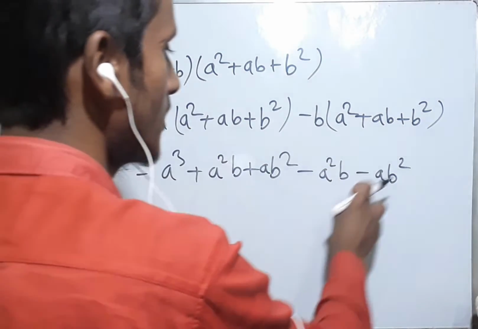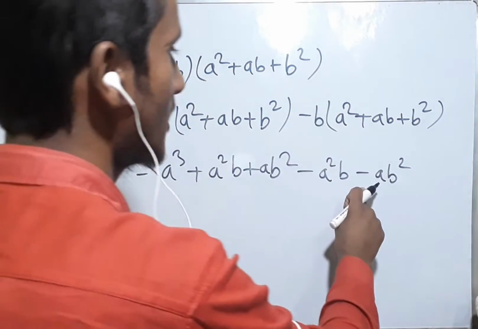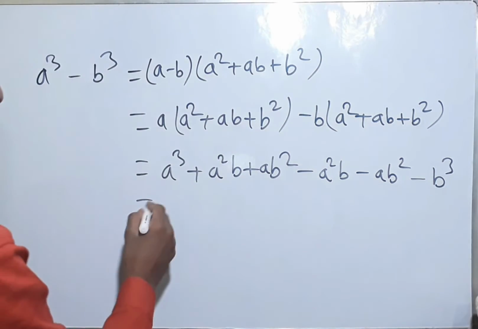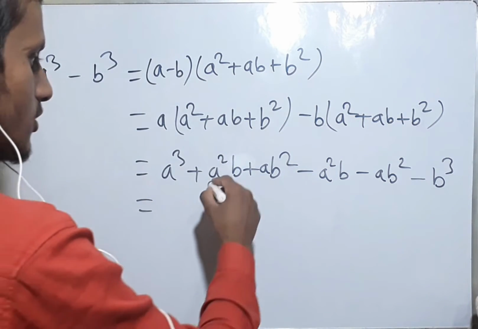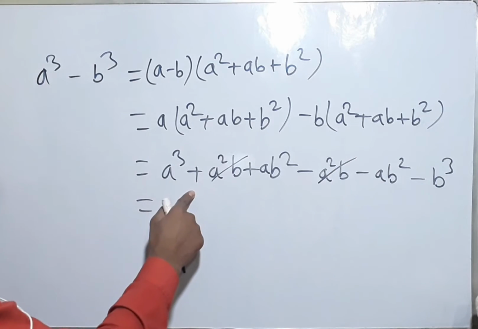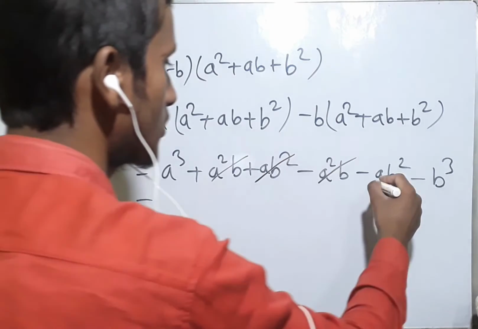Got a squared b, then this changed into minus because we have plus here and minus there. So minus ab squared. This will be minus b cubed. So as simple as this. Isn't it so simple? Now this and this will cancel out because you have plus here, you have minus here, so they are cancelled. This and this will cancel out.